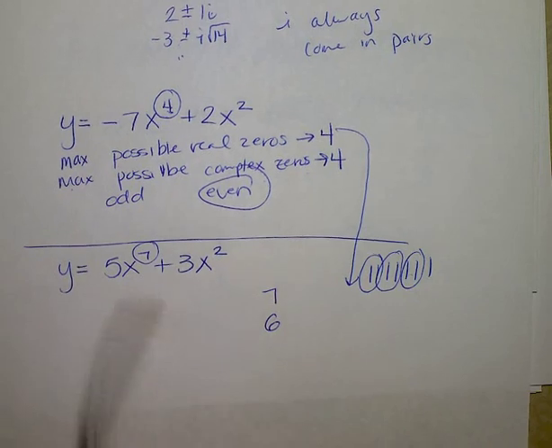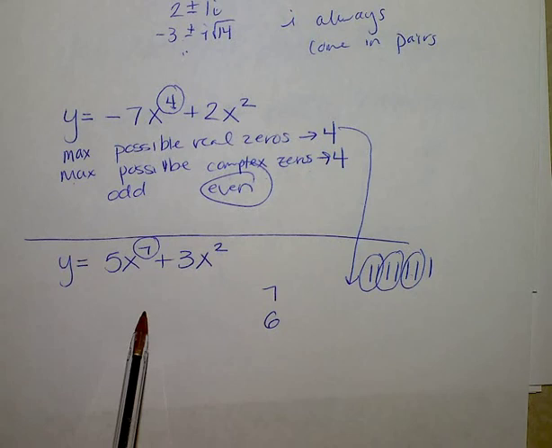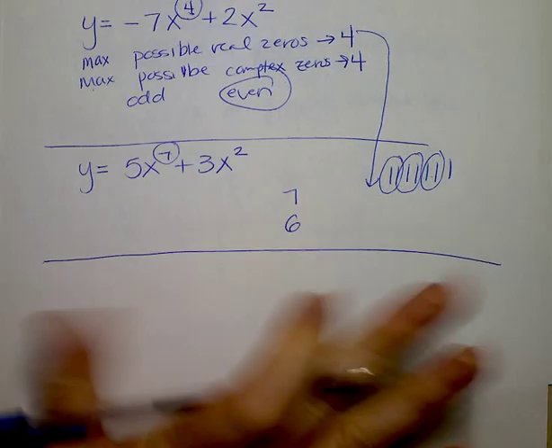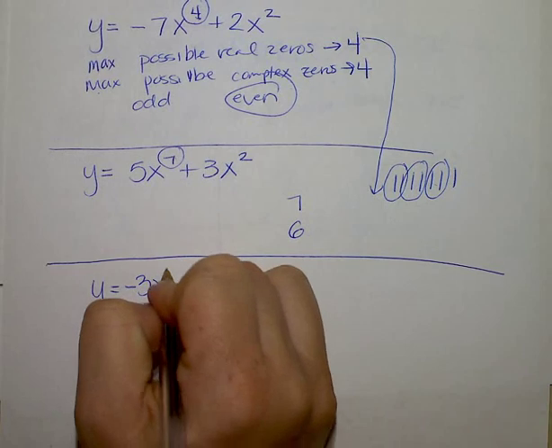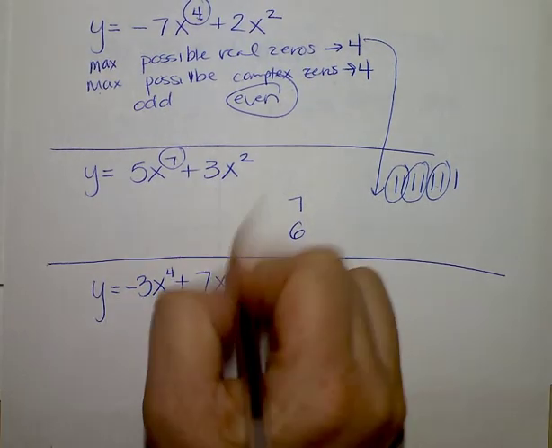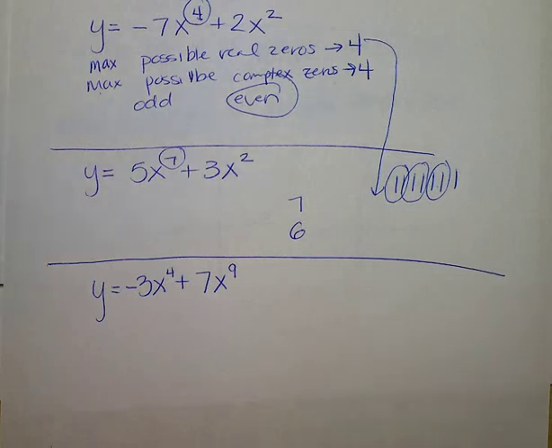Is this an example of even or odd? Odd because the degree is odd. Okay, I'm going to write one more down. This time tell your partner. You don't have to put anything down on paper. Just talk to your partner. Okay, to your partner. You ready? First question, maximum possible real zeros. Go ahead. Okay, next question, maximum possible complex zeros. Even or odd?